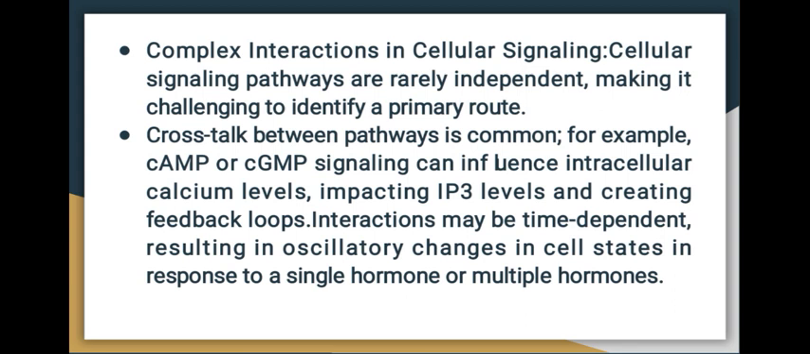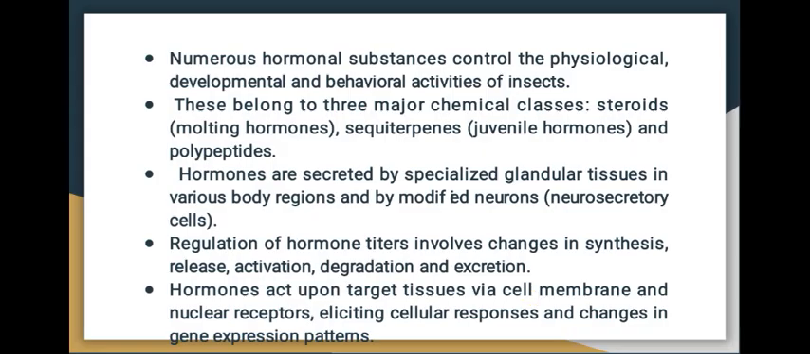Complex interactions in cellular signaling. Cellular signaling pathways are rarely independent, making it challenging to identify a primary route. Crosstalk between pathways is common. For example, cAMP and cGMP signaling influence intracellular calcium levels, impacting IP3 levels and creating feedback loops. Interactions may be time dependent, resulting in oscillatory changes in cell states in response to a single hormone or multiple hormones.